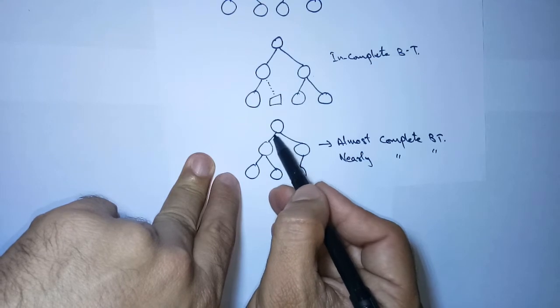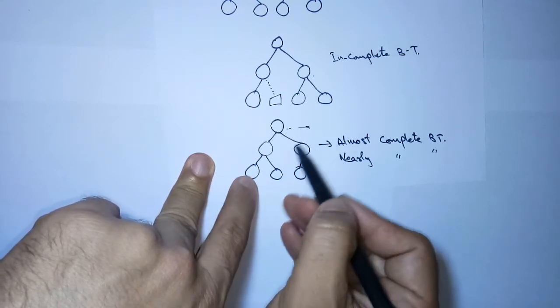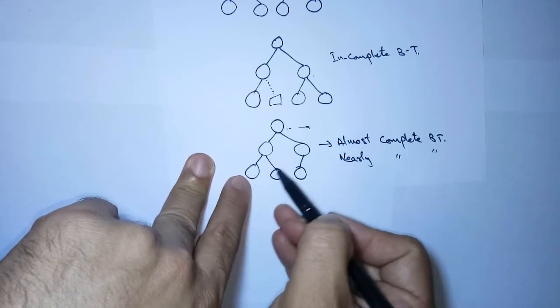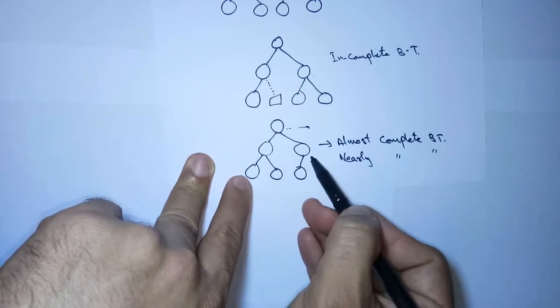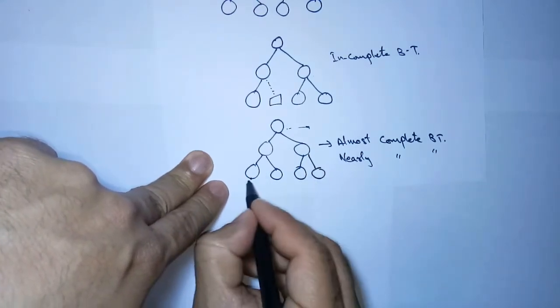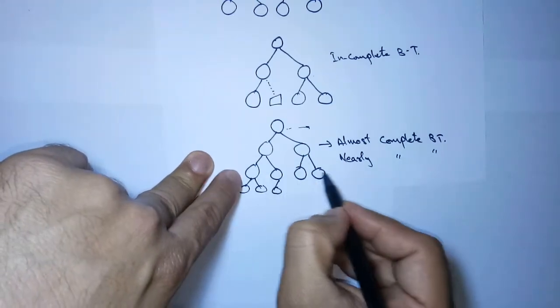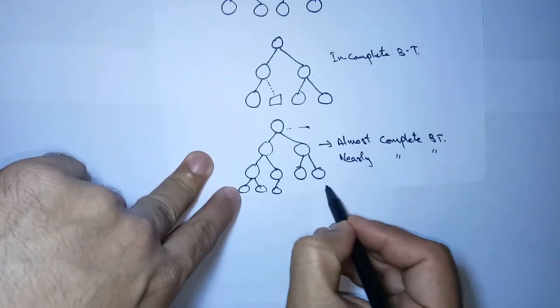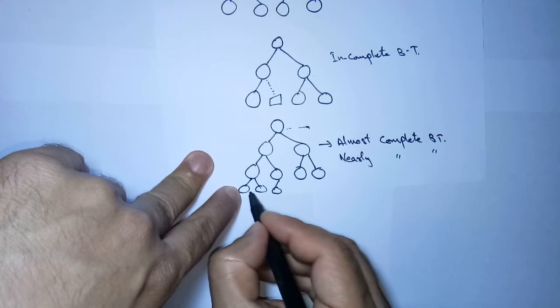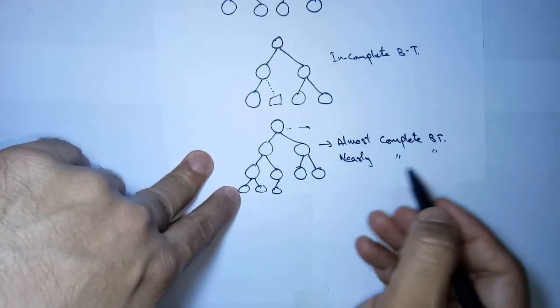So you can see, if I see level by level, at level 0 all the nodes are present, at level 1 all nodes are present, at level 2 all nodes are present except at the last one. If it also has children, it has a child like this. So at this level all the nodes are complete. At this level some nodes are missing, but the starting nodes are complete. If this is the scenario, then we call it an almost complete binary tree.